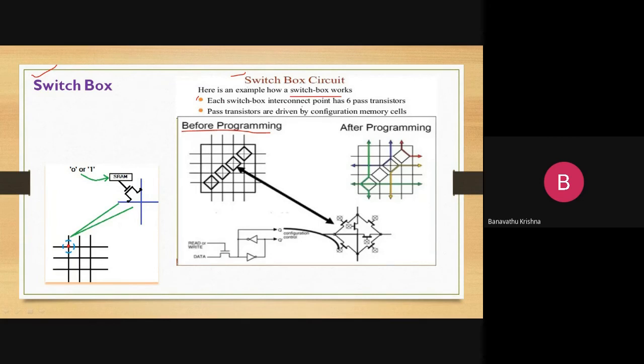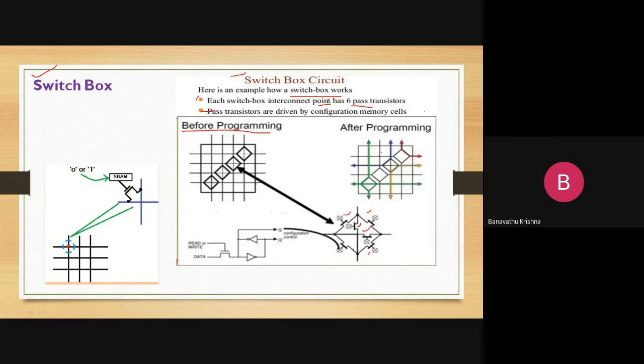Each switch box interconnect point has 6 pass transistors. Let us see here. This is 1, 2, 3, and 4, 5, and 6 transistors, right? And the pass transistors are driven by configuration memory cells. Each transistor has a cell, and in that cell there is data, which is nothing but binary data.